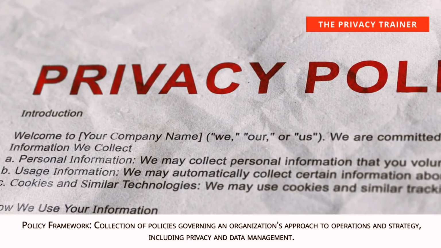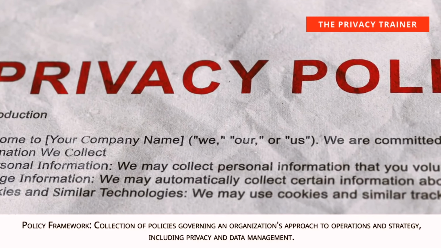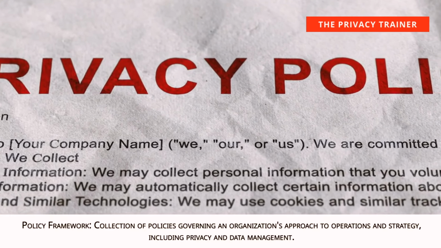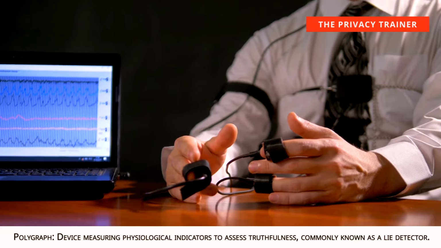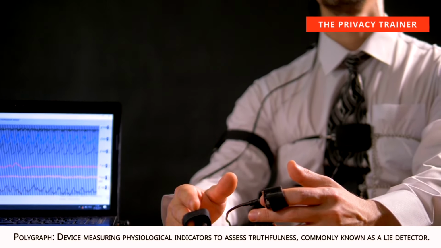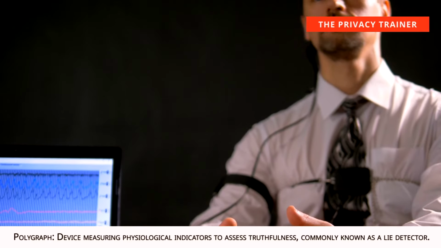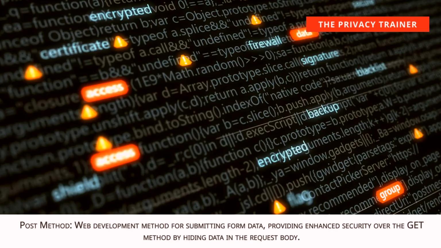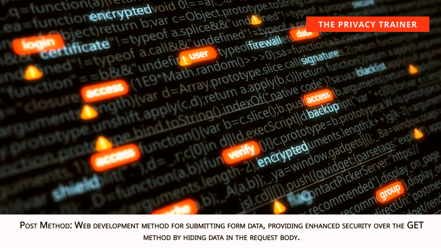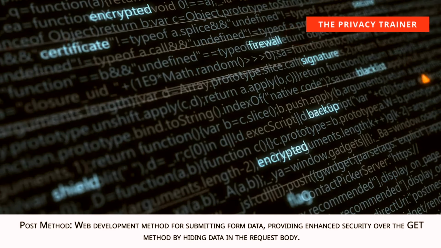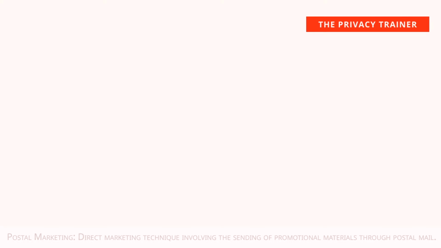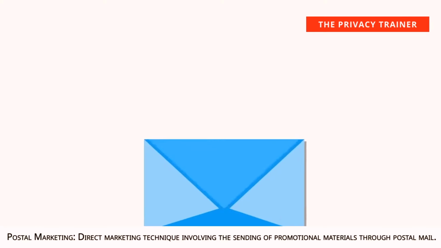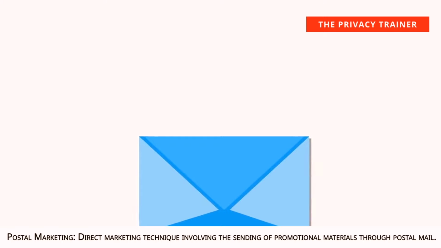Policy Framework. Collection of policies governing an organization's approach to operations and strategy, including privacy and data management. Polygraph. Device measuring physiological indicators to assess truthfulness, commonly known as a lie detector. Post method. Web development method for submitting form data, providing enhanced security over the GET method by hiding data in the request body. Postal marketing. Direct marketing technique involving the sending of promotional materials through postal mail.